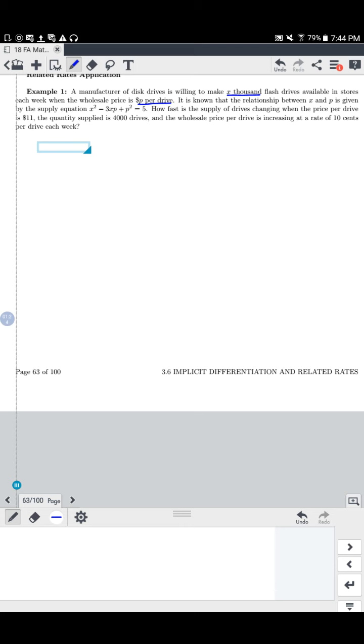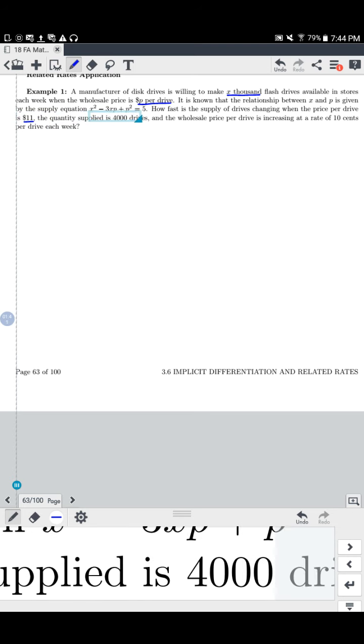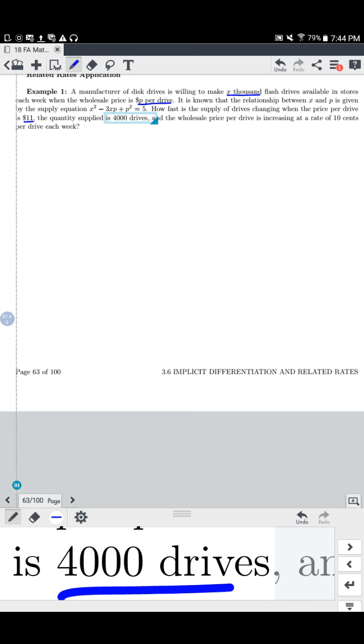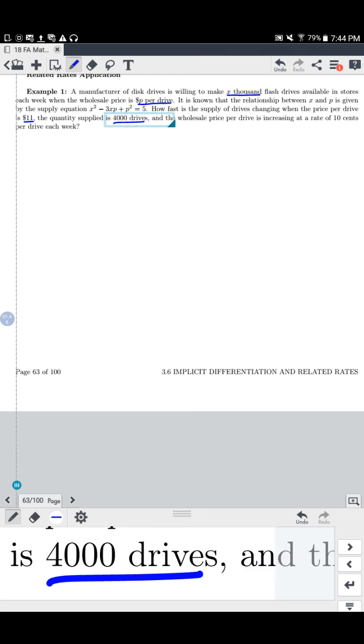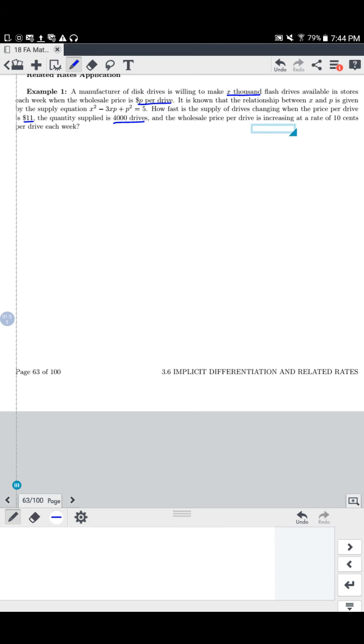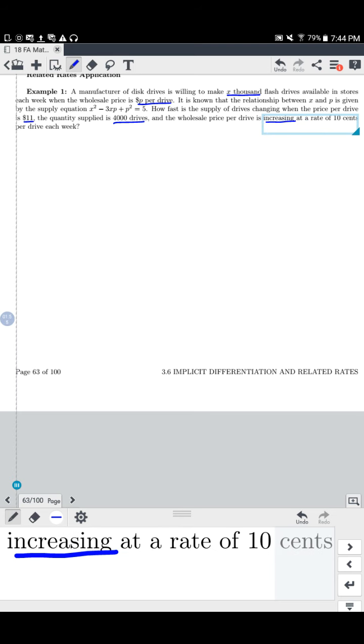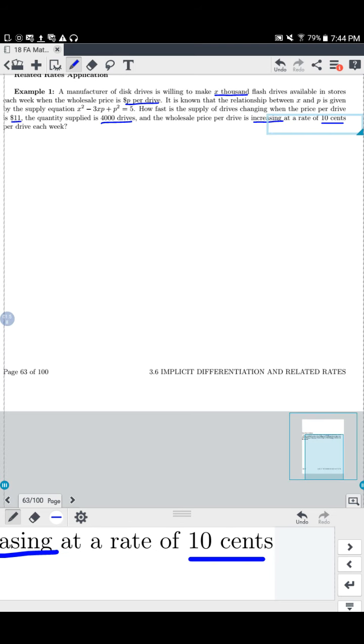It is known that the relationship of x and p is given by x squared minus 3xp plus p squared equals 5. And we want to figure out how fast is the supply of drives changing when the price per drive is $11. So my price is 11. The quantity supplied is 4,000 drives, so x equals 4 because that's already in thousands. And the wholesale price per drive is increasing. We're trying to raise our price at a rate of 10 cents per week.